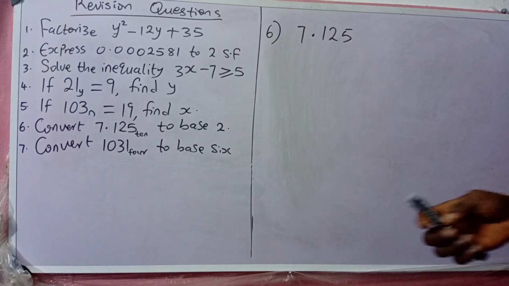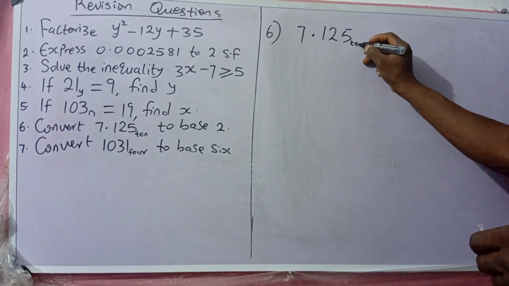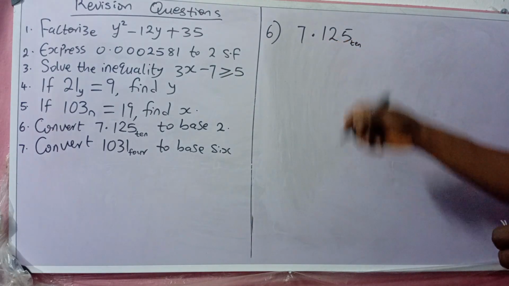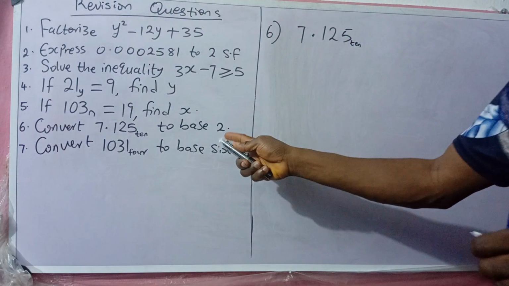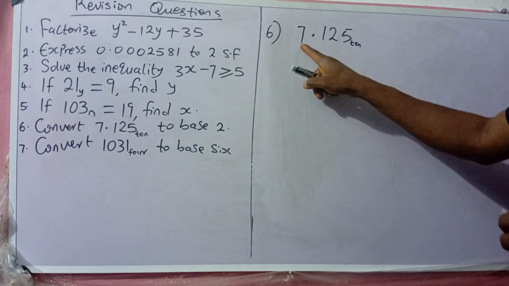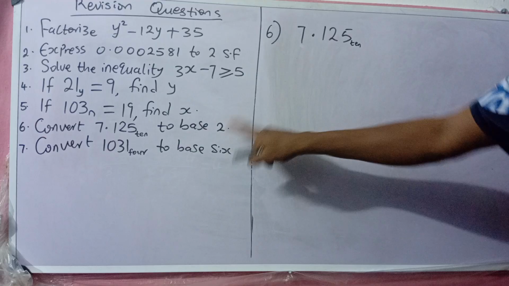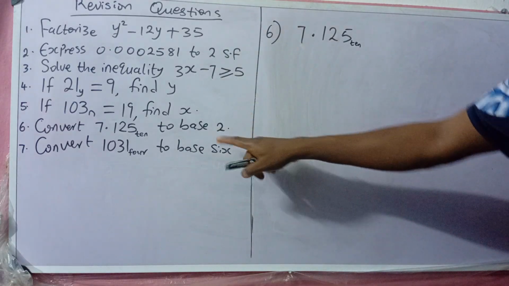Then for question number 6, we have a number given in base 10, 7.125 in base 10, and we're asked to convert it to base 2. What you have to do in this case, because it's a decimal number, is first convert 7, the whole number part, to base 2.